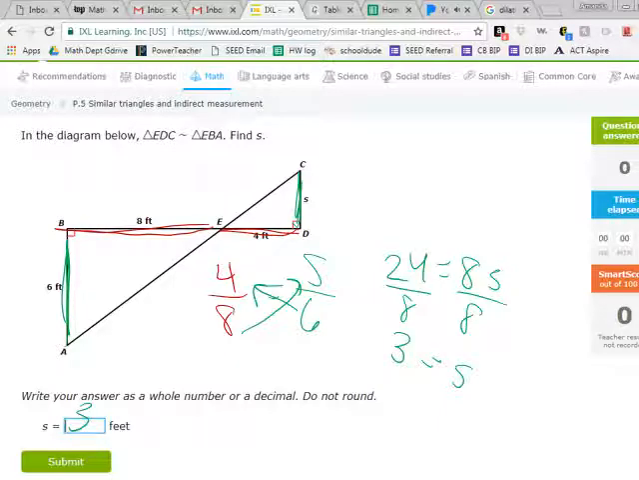Now again, for future ones, remember sometimes it'll tell you to find S. Sometimes it will tell you to find a side. Sometimes it will tell you to find an angle. Make sure you are reading the question properly.